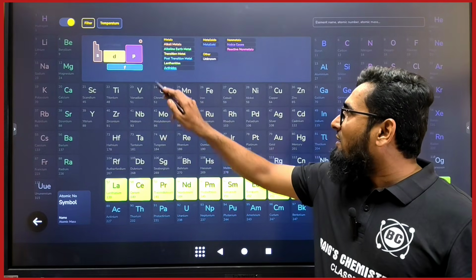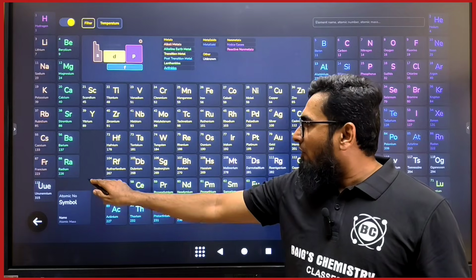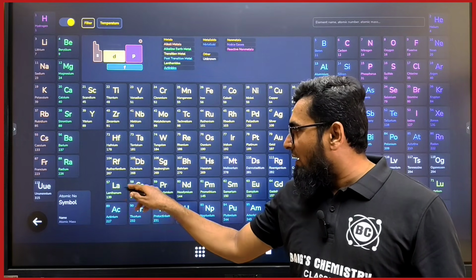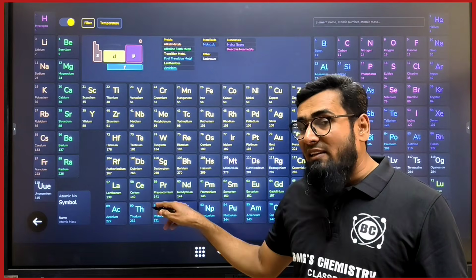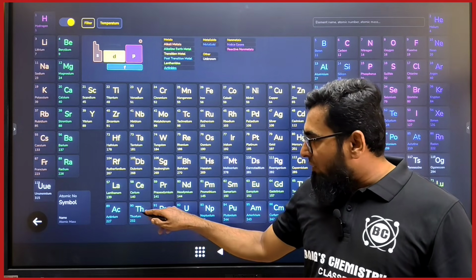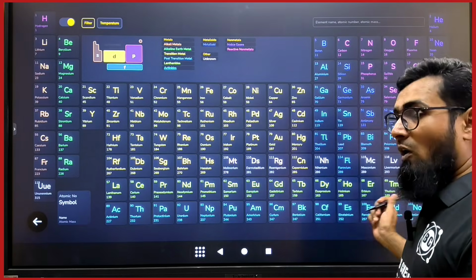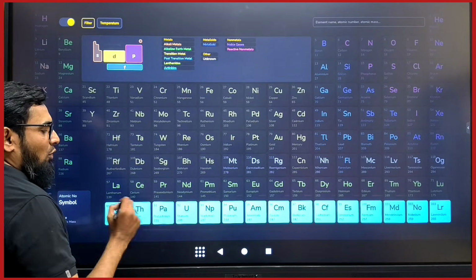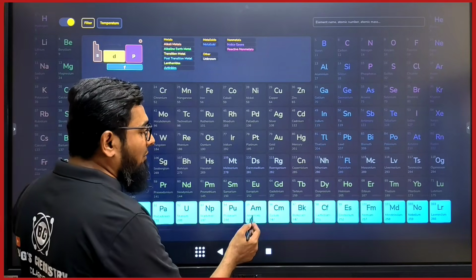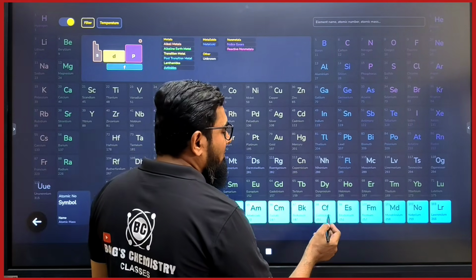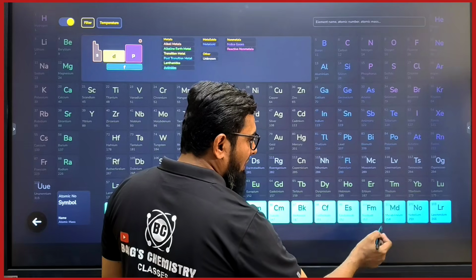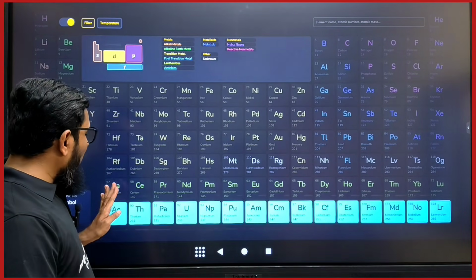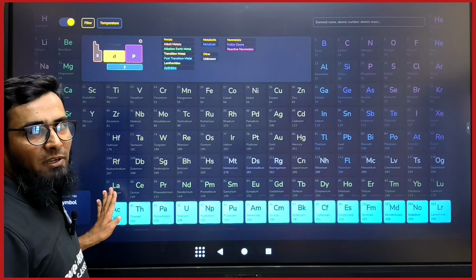Then after that you have actinides. Actinides come after actinium. Lanthanides come after lanthanum, then actinides come after actinium. This is actinium. Actinides start from here, thorium to lawrencium. What are those? Thorium, protactinium, uranium, neptunium, plutonium, americium, curium, berkelium, californium, einsteinium, fermium, mendelevium, nobelium, and lawrencium. So if you don't include actinium, there are 14 actinide elements.